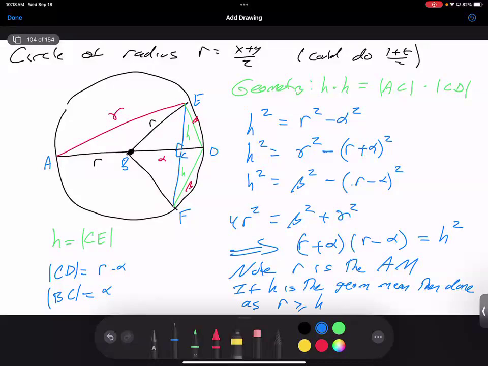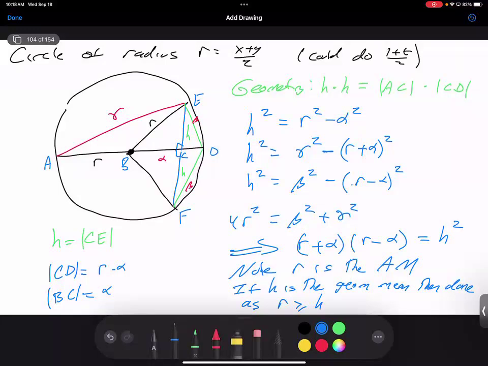So here are the ingredients, and as an exercise, see if you can complete this and make this a proof. See if you can reprove that result from geometry, that essentially the product of the two chords is equal to the product of the other two. And then once we have that, if we can interpret h as the geometric mean, then we're done. If we can't interpret h as the geometric mean, then this is completely useless. And it won't help with the problem.